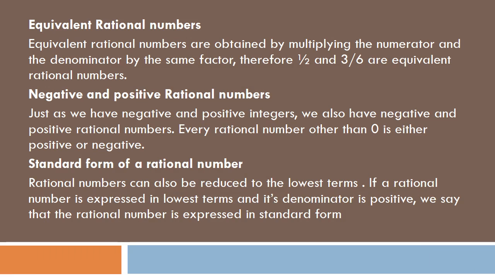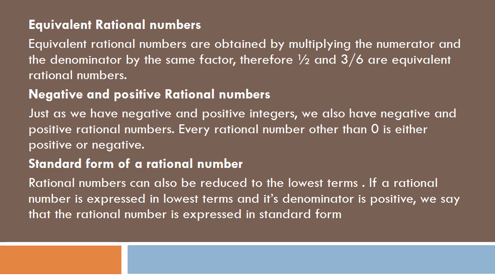Now, equivalent rational numbers. Equivalent rational numbers are obtained by multiplying the numerator and the denominator by the same factor. Therefore, 1/2 and 3/6 are equivalent rational numbers.